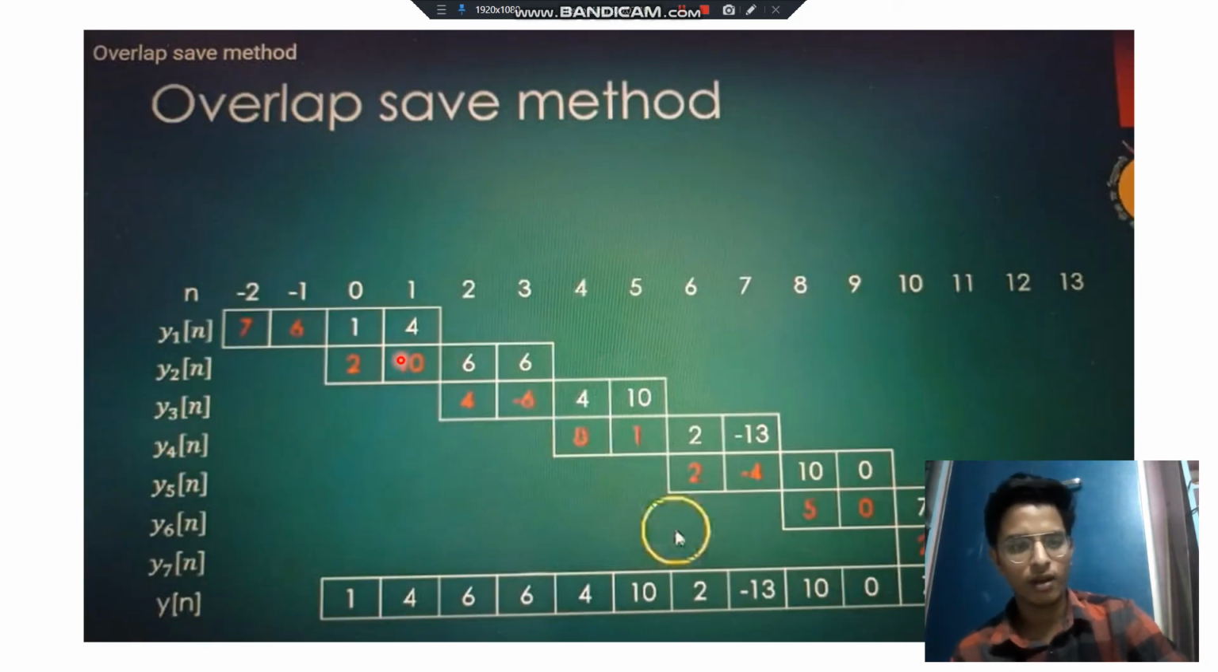On getting all the individual responses y1, y2, y3, and so on up to y7, we arrange them in the following order, and to get the final response, we discard these m minus 1 samples. So in the first response, the m minus 1 samples are 7 and 6, we discard these two, and in the second response, we discard 2 and 10, and in the third response we discard 4 and minus 6, and so on up to y7 of n, and we take the remaining samples as they are. On combining all this, we get the final response y of n.